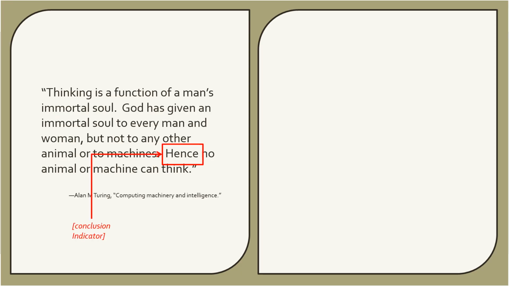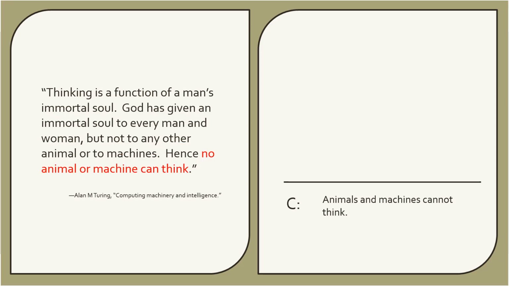Now, the first step here, again, is to go sort out any indicator words. Go look for those. Again, it's not a guarantee of anything, but they are useful tools. They're worth paying very close attention to. And in this particular case, hence is a very clear conclusion indicator. It just means, therefore, this is my conclusion. And so we know what our conclusion will be. The conclusion is essentially animals and machines cannot think.